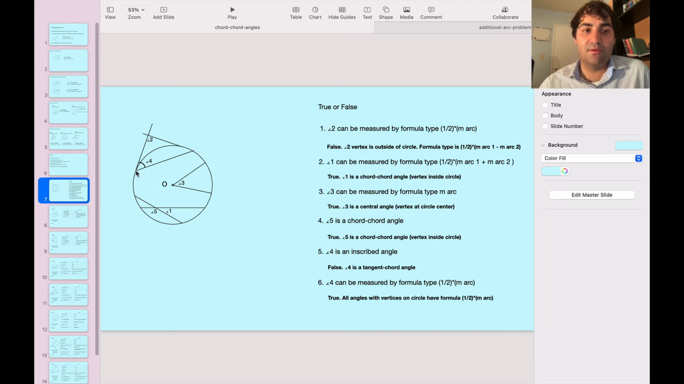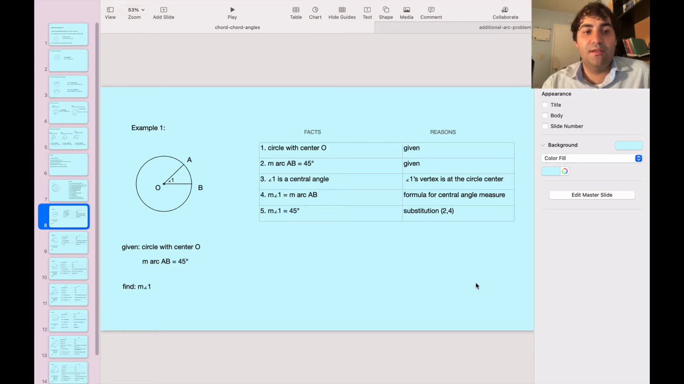Angle 4 is an inscribed angle. So angle 4 is right here. One side's a tangent and the other is a chord. So this is false. This is actually a tangent chord angle. It's not an inscribed angle. Angle 4 can be measured by the formula 1/2 times the measure of arc. That's true. All angles with vertices lying on the circle can be measured by this formula here, so that's true.